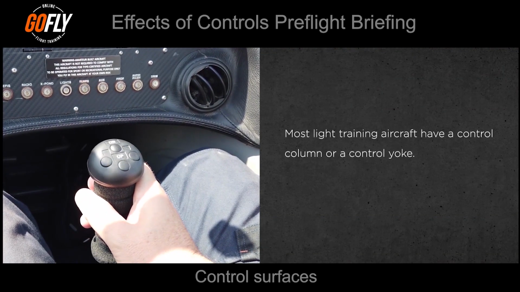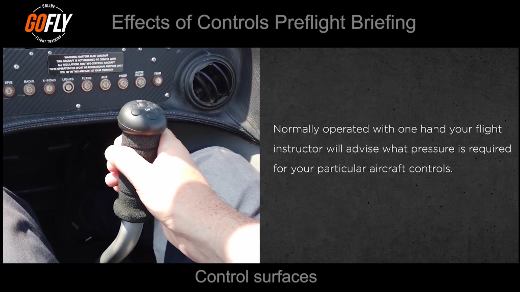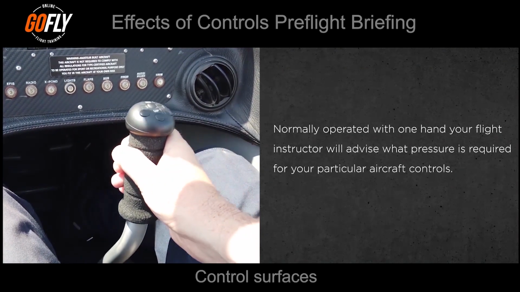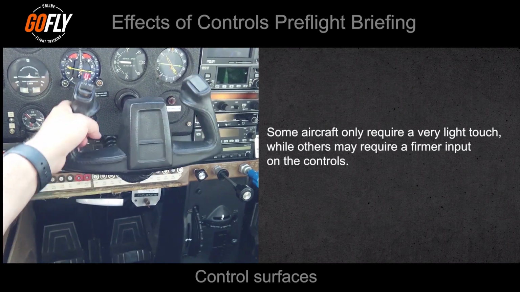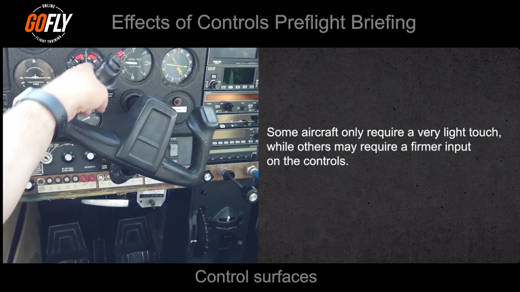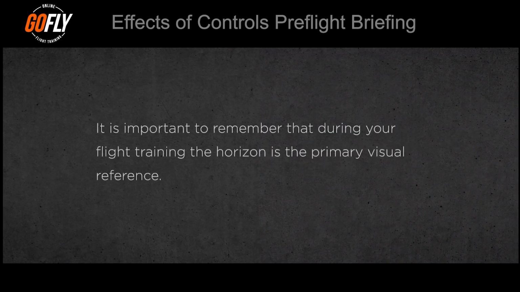Most light training aircraft have a control column or a control yoke. Normally operated with one hand, your flight instructor will advise what pressure is required for your particular aircraft controls. Some aircraft only require a very light touch, while others may require a more firm input on the controls.